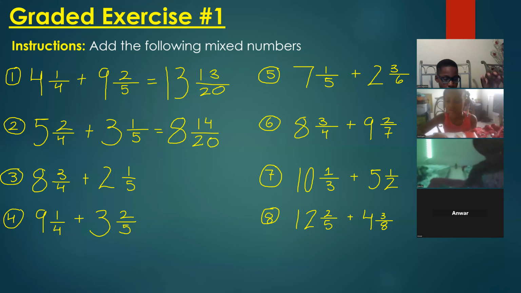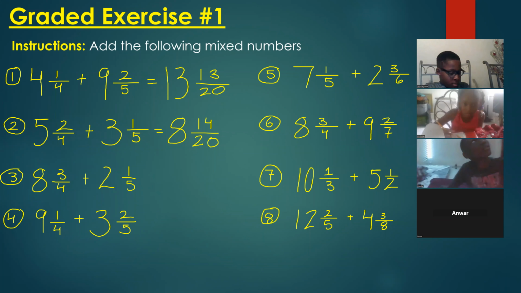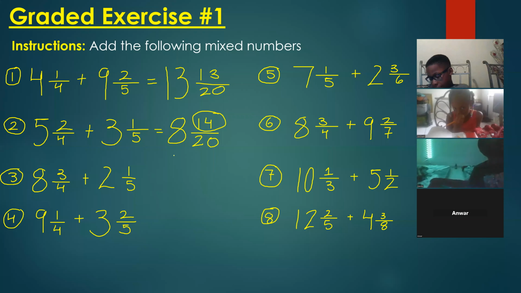DeAndre, what you got for number 2? 8 over 20. How you get 8 over 20? What happened to this number on top, the fraction? And the whole number? What's happening to that? Give me one moment, please. I'm talking to DeAndre. What happened to the 8? What happened to the whole number? How you getting 8 over 20? So DeAndre, you have to do it again, all right? Yes, sir. All right.